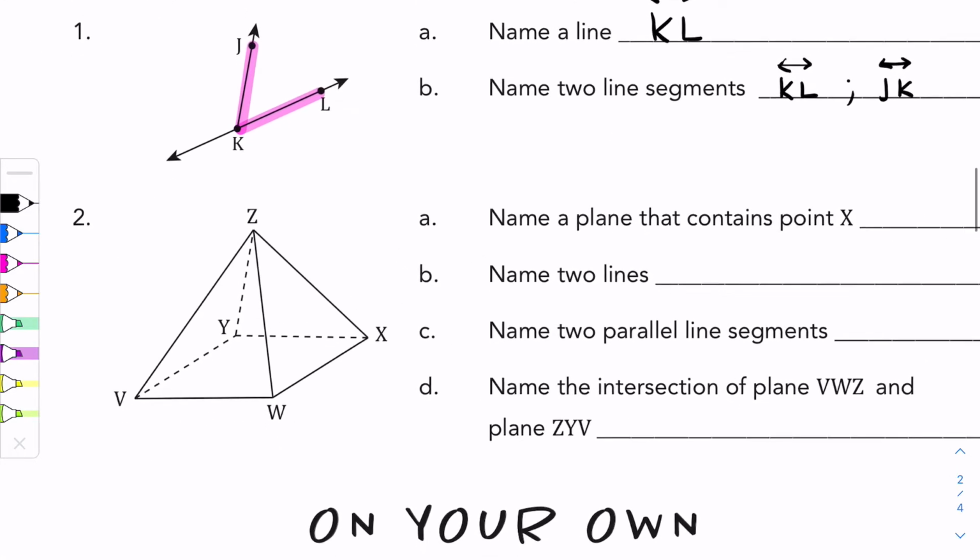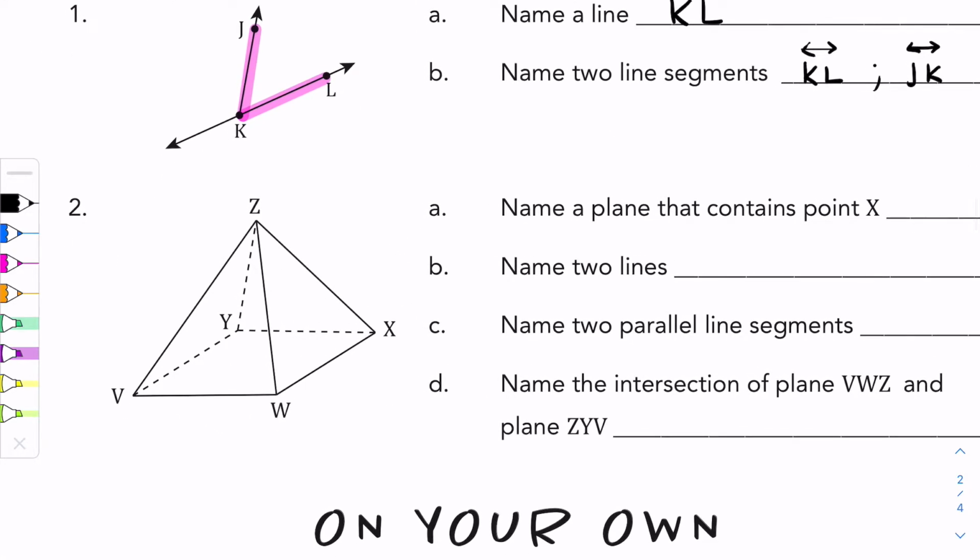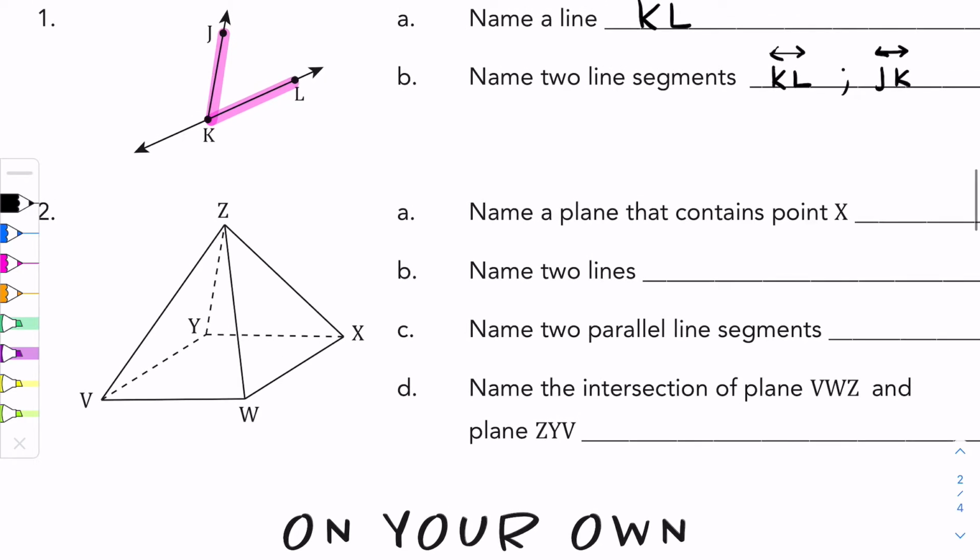For number 2, I'm going to use this pyramid that you see. Part A says to name a plane that contains point X. Here's point X, and it looks like it's contained within 3 planes. The first plane being the base. The base has a corner labeled X.